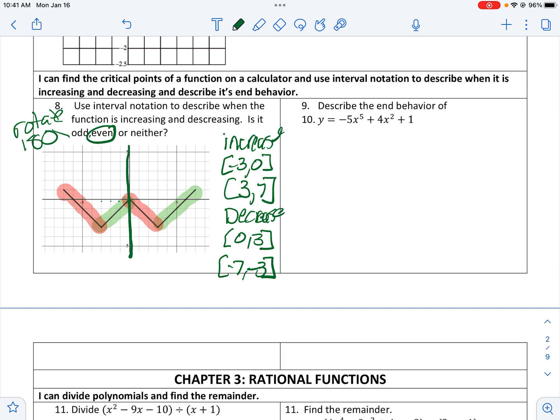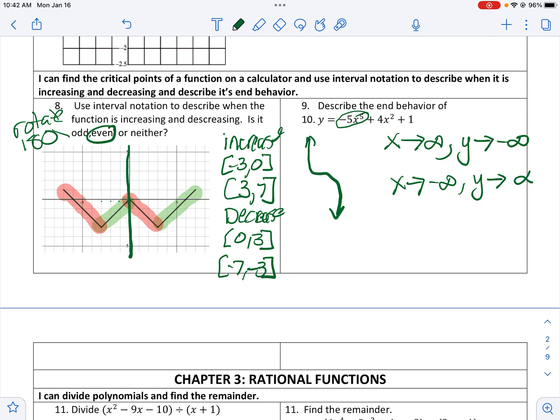So end behavior. You could graph this, or if you guys remember, we look at our highest exponent, which is odd, and it's negative. So I know that it looks like this. So as x gets bigger, what happens to y? Well, y goes down. And as x gets smaller, as we move to the left, y goes to positive infinity. And that's the end of chapter 1.